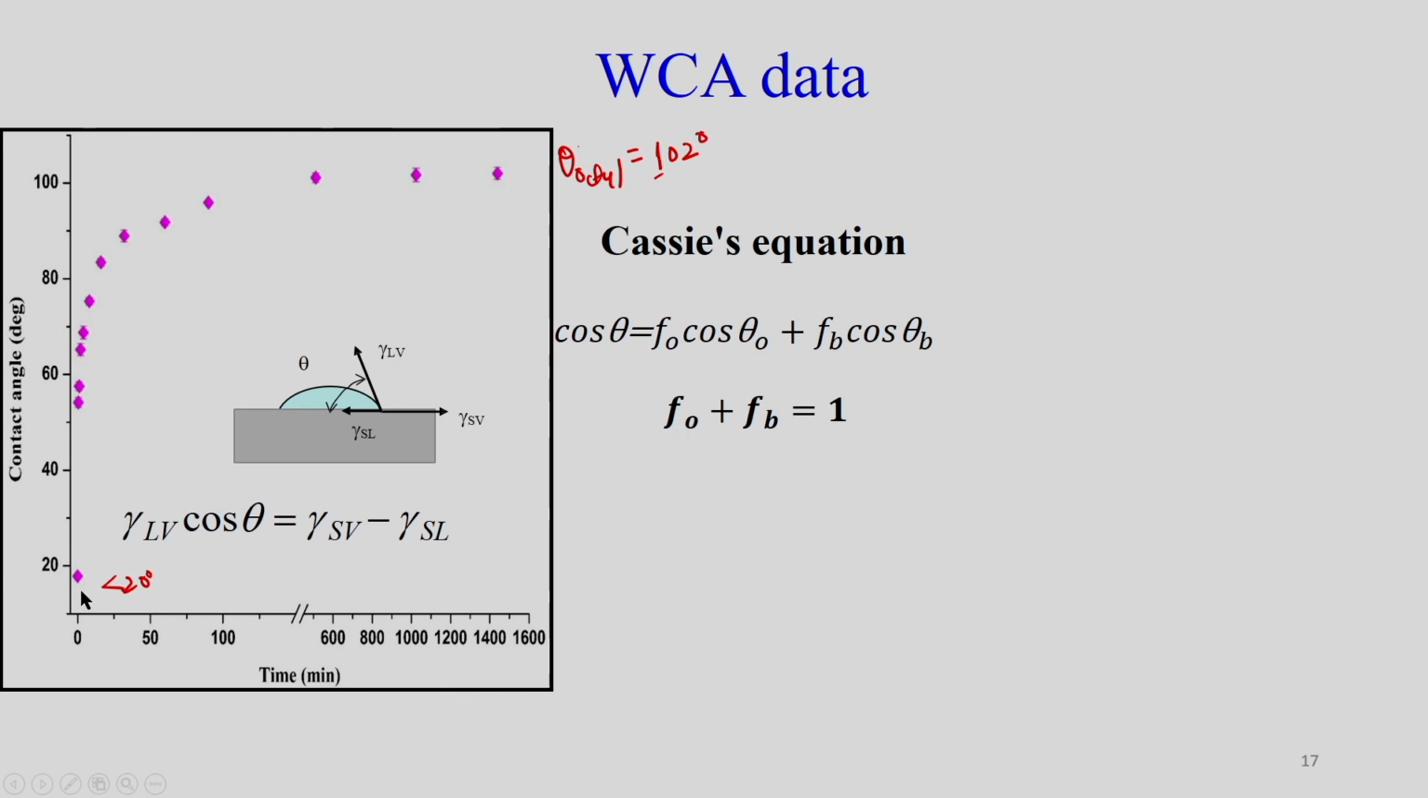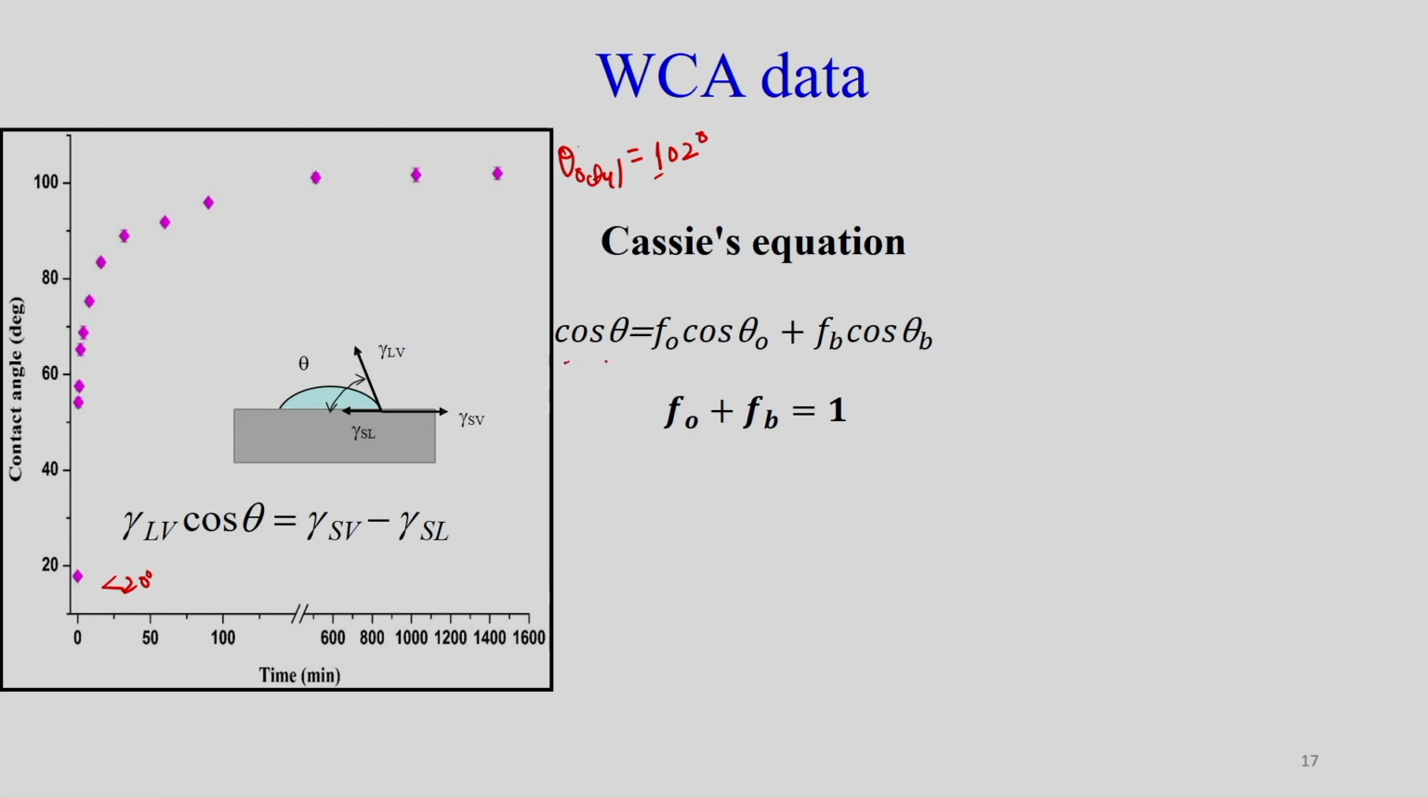So, with time what is happening? The contact angle is increasing and reaching a plateau value. It means the surface energy is changing with time, and this surface energy will be a function of the fraction of the silica group, that is the blank surface, and the fraction of your octyl surface.